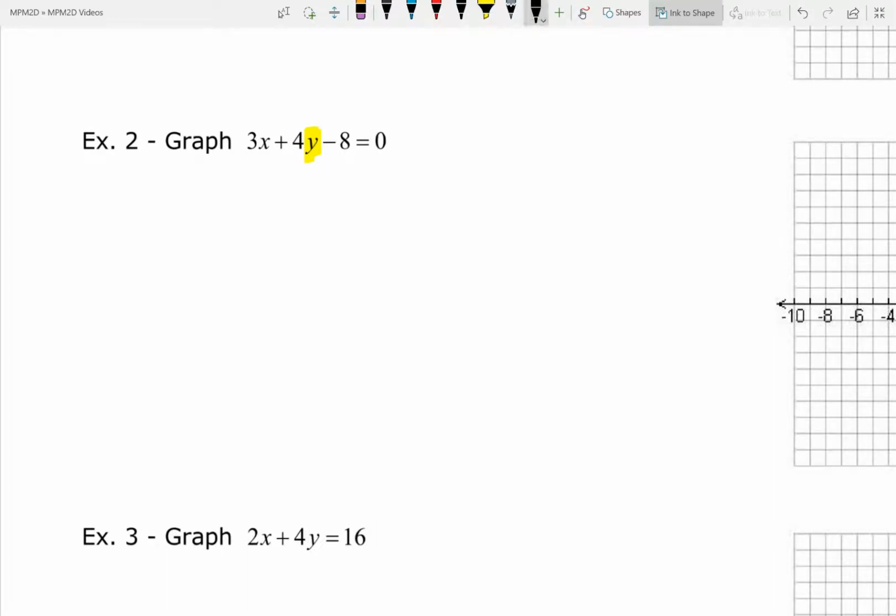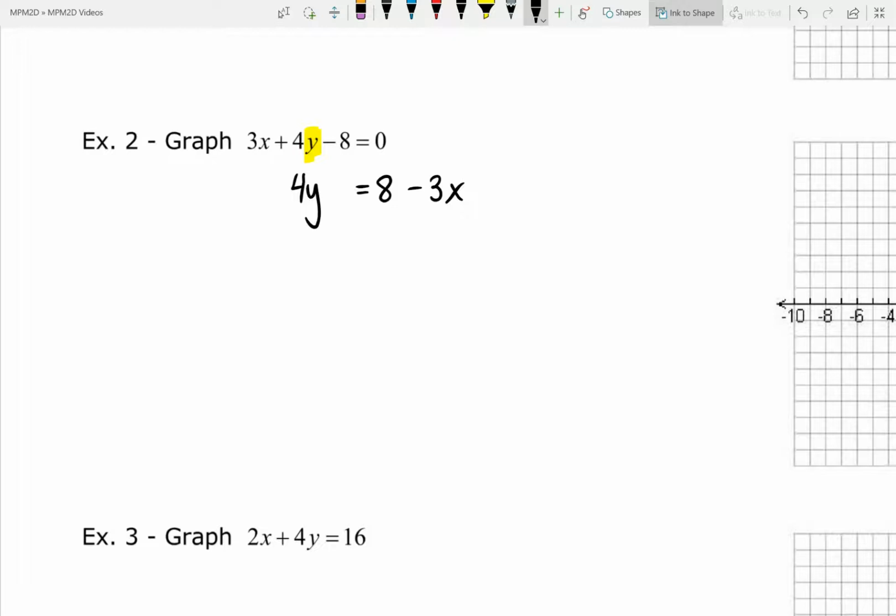Okay, so you need to follow your equation solving steps to isolate y. So to do that, I'm gonna leave 4y in my left side. Okay, I'm gonna add 8 to both sides. When I add 8 to both sides, minus 8 on the left side disappears, and I have 8 on the right. And I'm gonna subtract 3x from both sides. So if I subtract 3x on the left side, it'll disappear, and I'll have minus 3x on the right side.